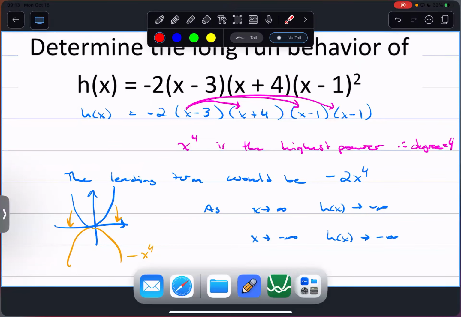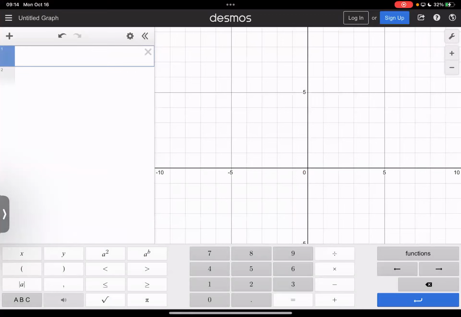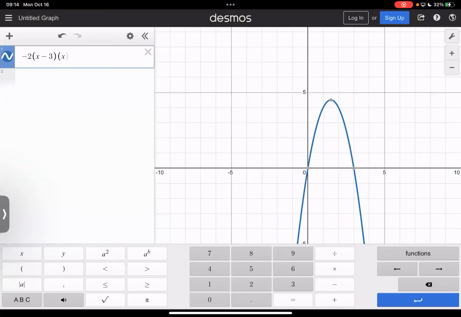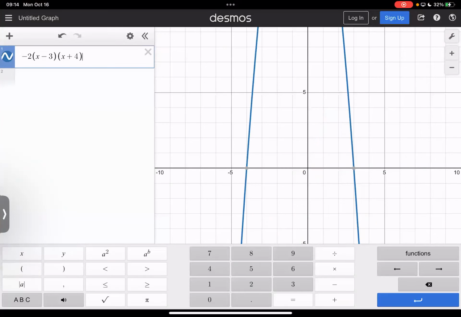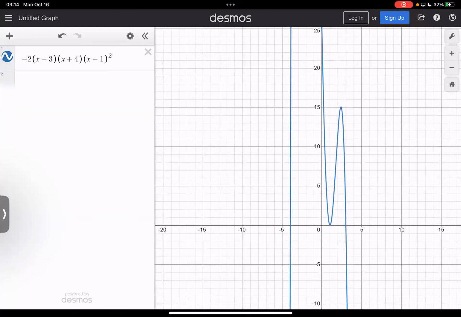All right, I'm going to graph it. Do I have it here? 2x minus 3x plus 4x minus 1, just so you can see what it looks like. Negative 2, and I'm just going to type it in exactly as it's shown. x minus 3 times x plus 4 times x minus 1 squared.